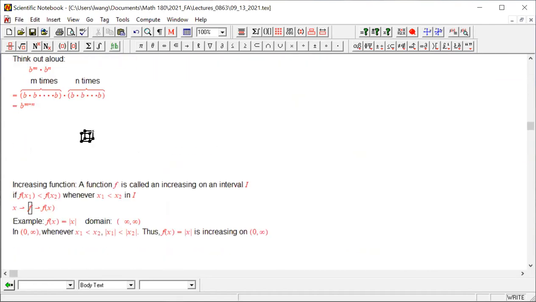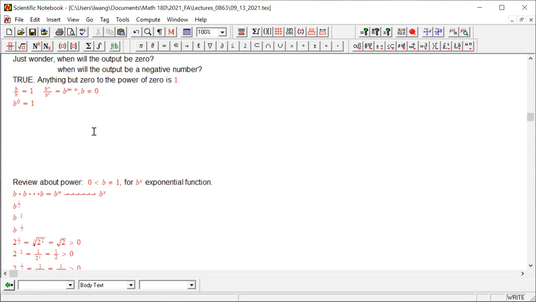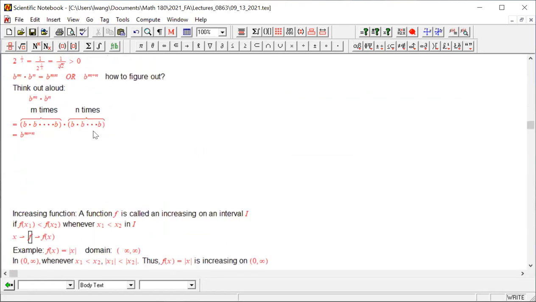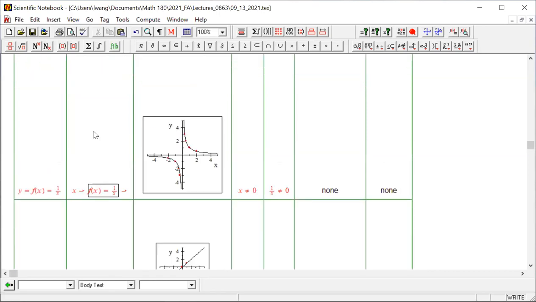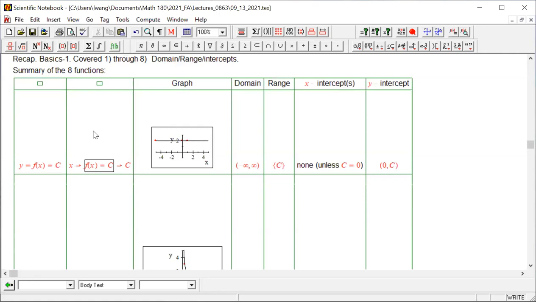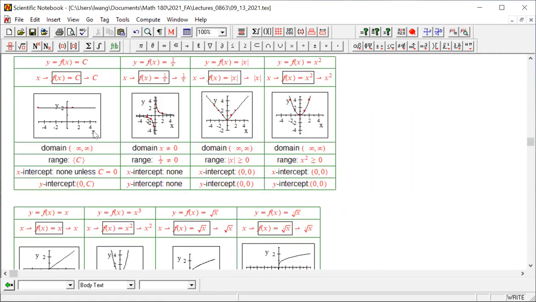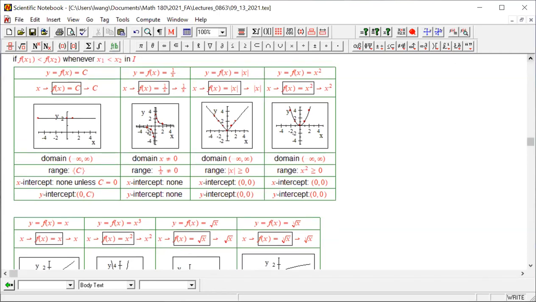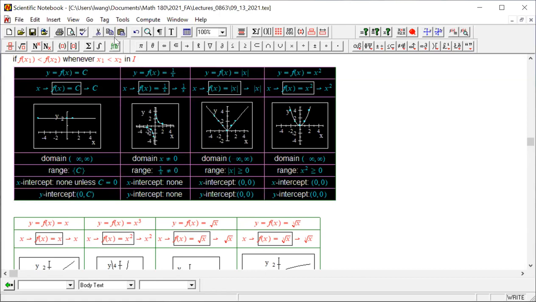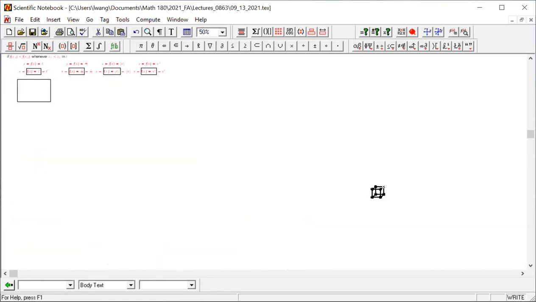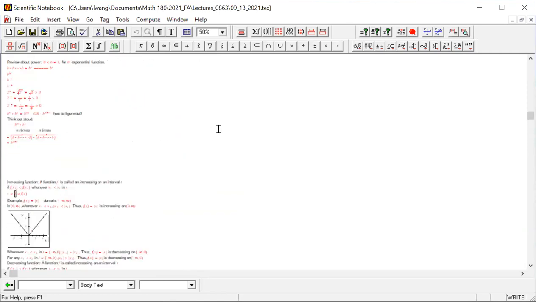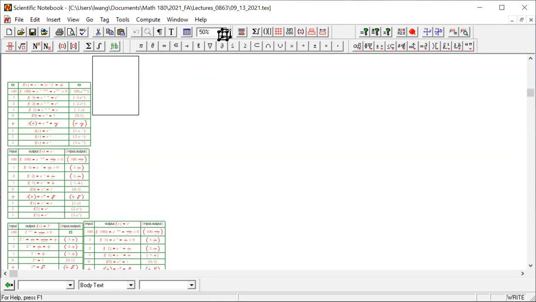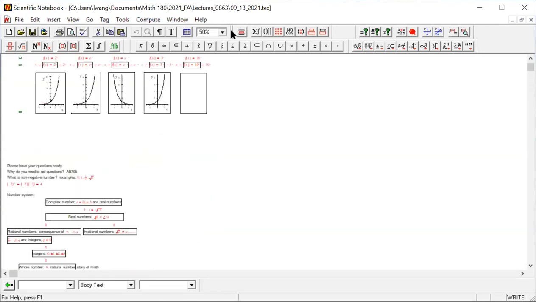Okay, I'm going to bring the eight functions with us. We've done that, a nice summary, didn't we? Could you guys bring me questions? The eight functions. Okay, so I'm gonna do this. Okay, so I'm gonna do it in one stroke. Do you guys have any questions?